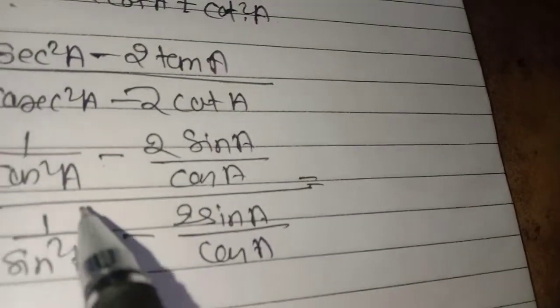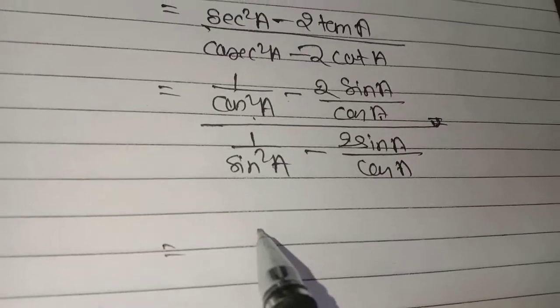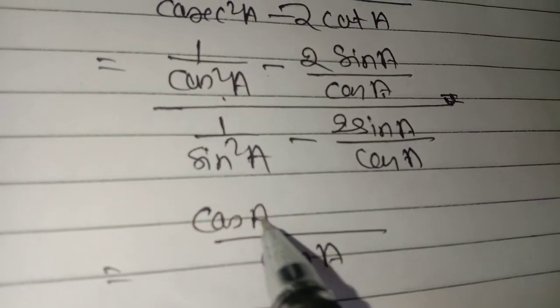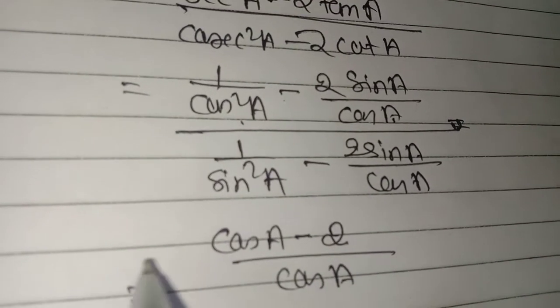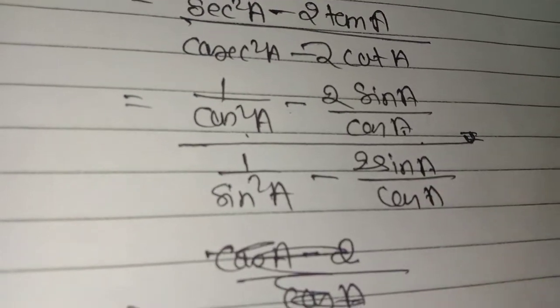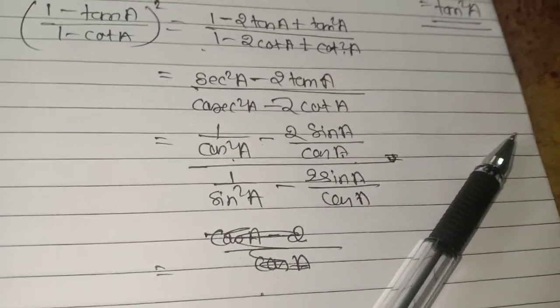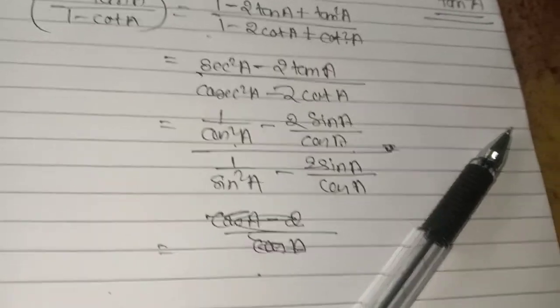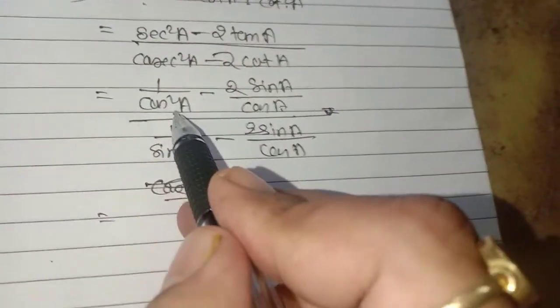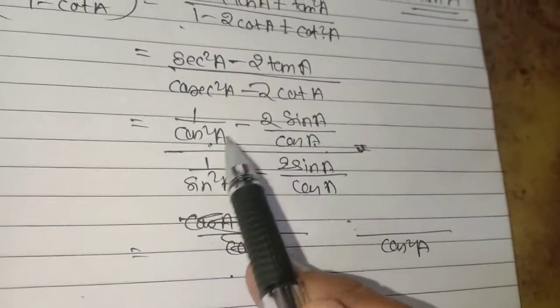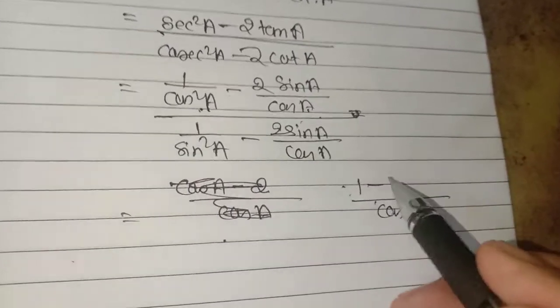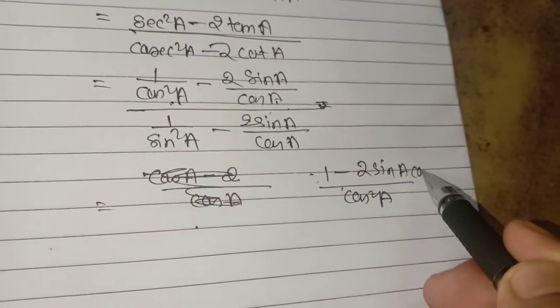So if I take here cos A, I am writing cos A as denominator. So what will happen? Here it is cos A minus 2, I have to take the LCM. What LCM will we take here? Can you guess? We will get the LCM as cos square A. It is cos square, highest power. So I will write here cos square A. So cos square A and cos square A cancel. 1 minus 1, cos A cancel. 2 sin A cos A.